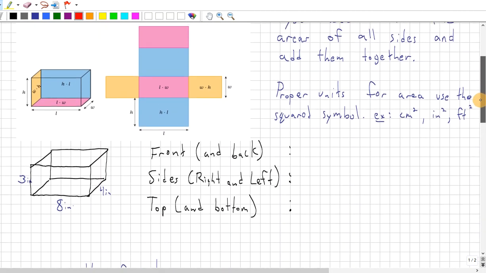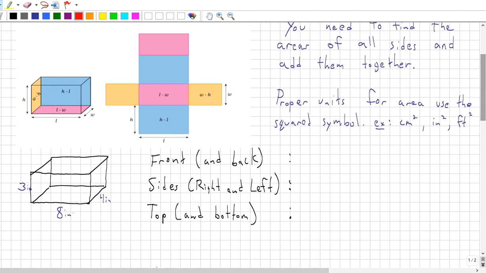Okay, so let's look at this example here. I have a length of 8, a width of 4, and a height of 3. So when we're finding the area of all the faces, you have to make sure that you're finding each and every face. So I'm going to do the front and the back, then the sides, both the right and the left side, and then the top and the bottom. So remember, with square prisms and rectangular prisms, they have 6 sides. So we must be finding the area of all 6 sides.